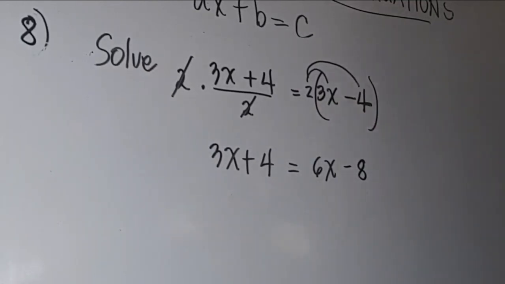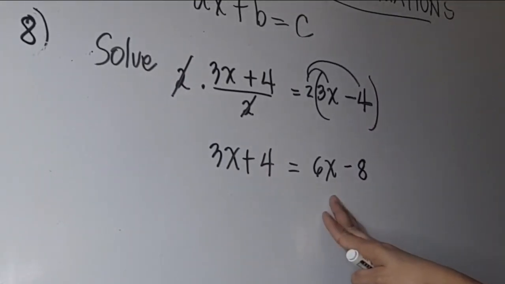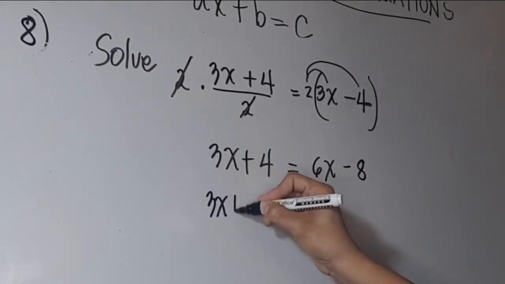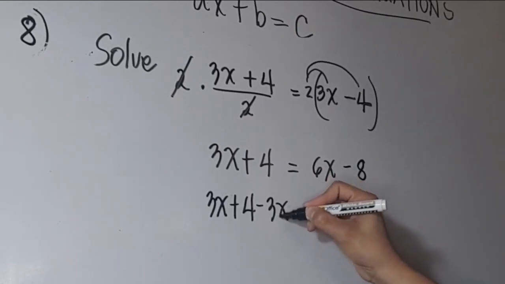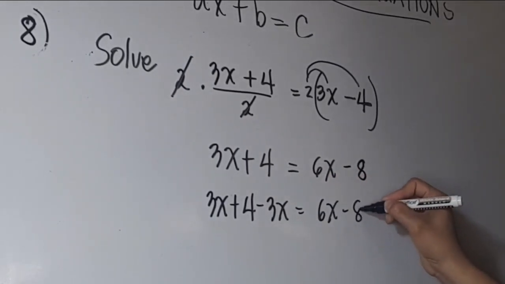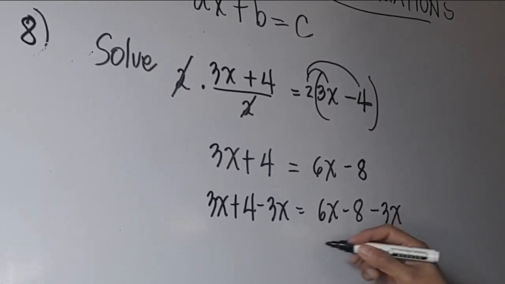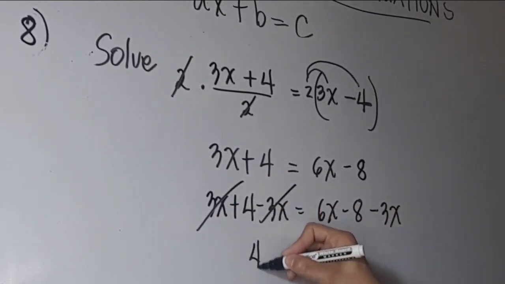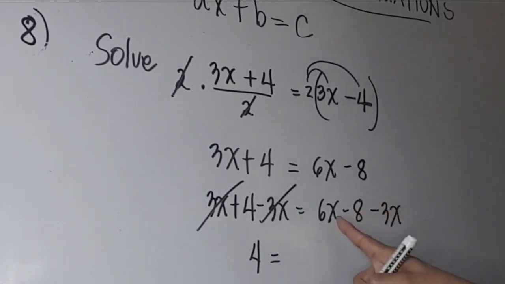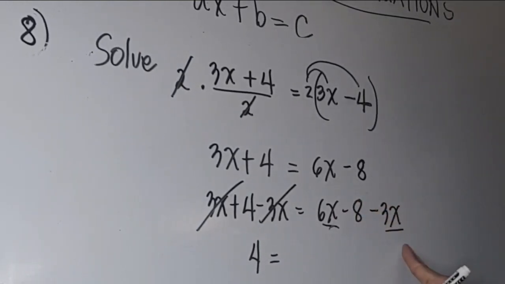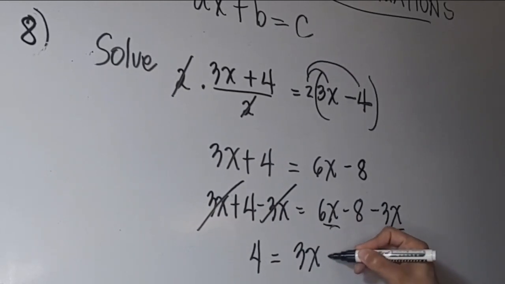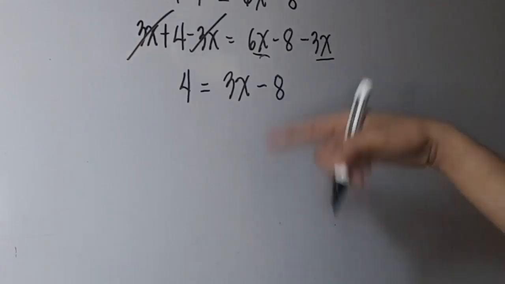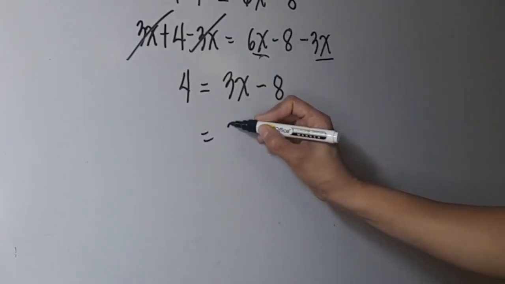Okay. So you're going to isolate now the variables, or simplify by combining like terms. The right side has the greater coefficient, so let's isolate this. We have positive 3x plus 4, so minus 3x. 6x minus 8 minus 3x. That's cancelled. So we have 4 is equal to, let's combine, 6x minus 3x is 3x minus 8. Right? So let's isolate the variable.